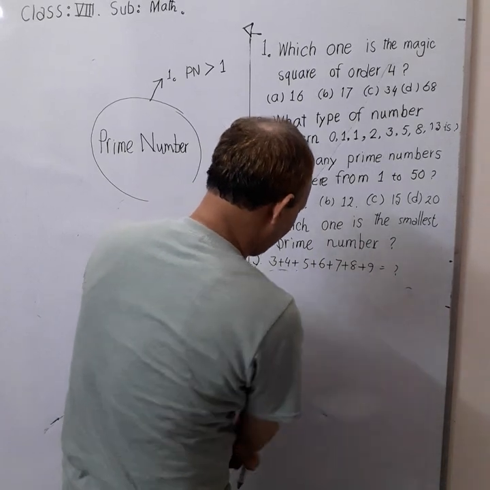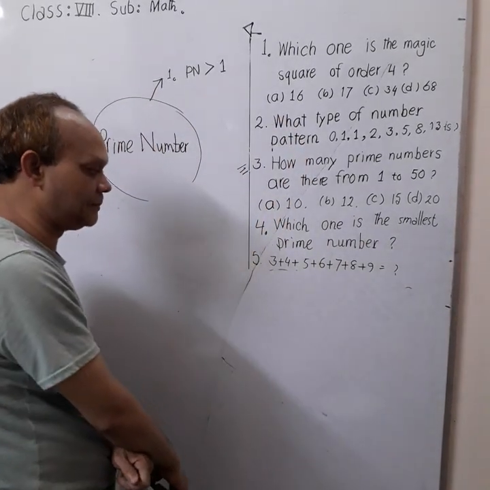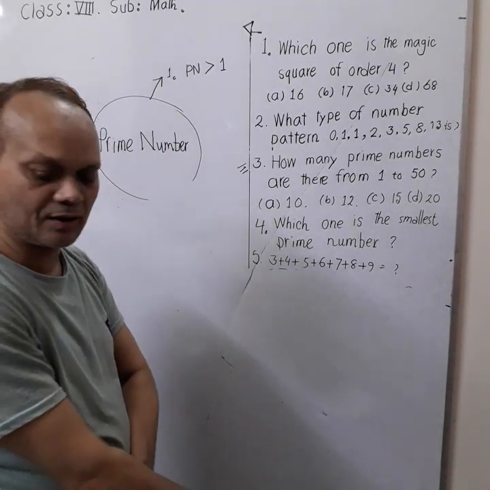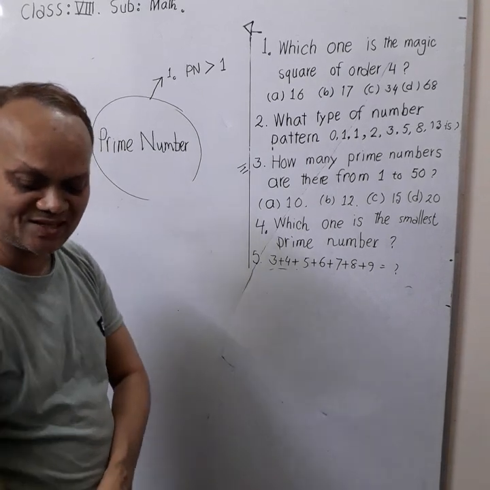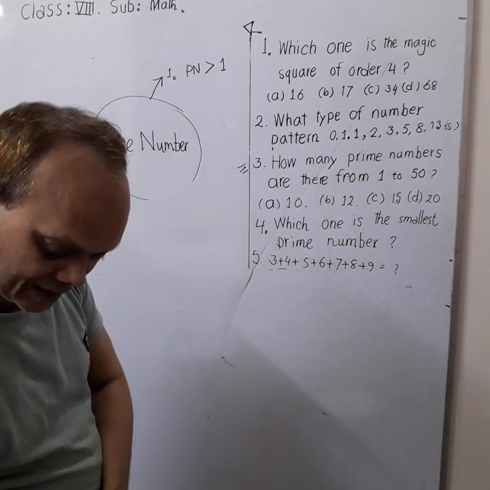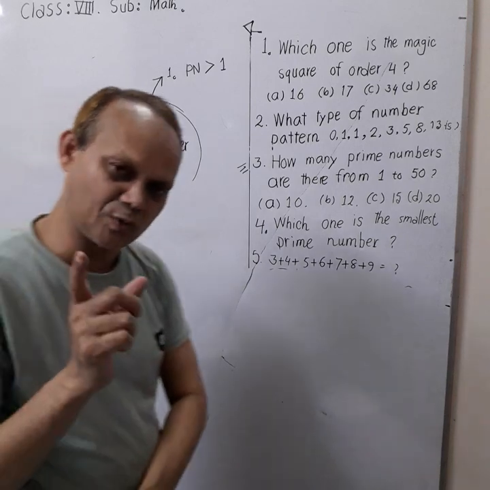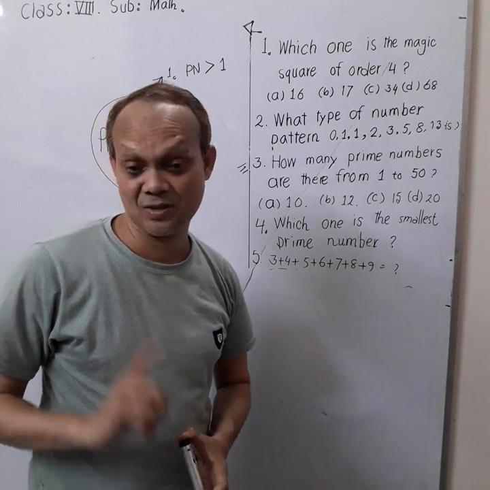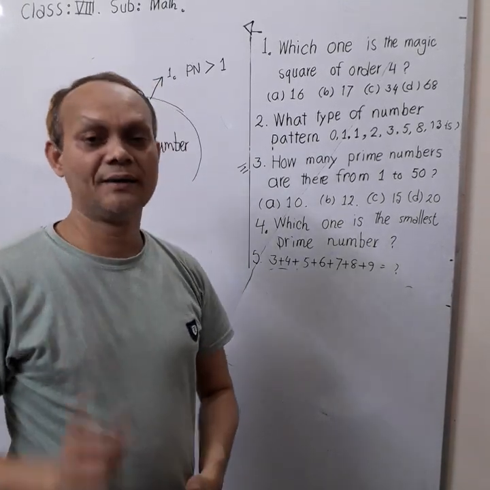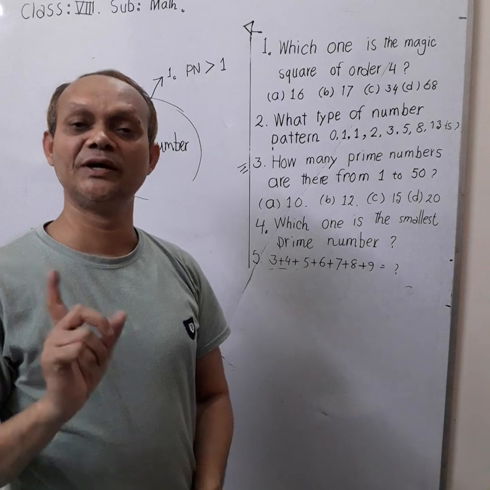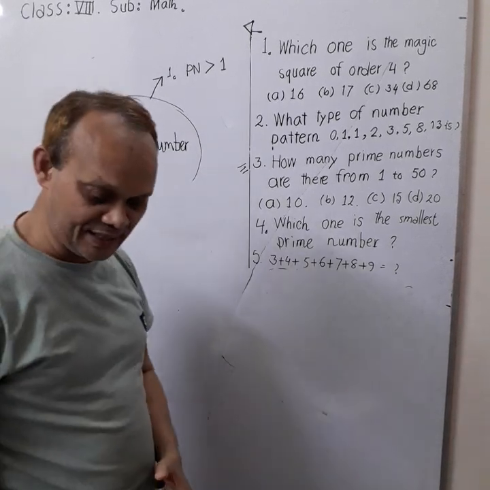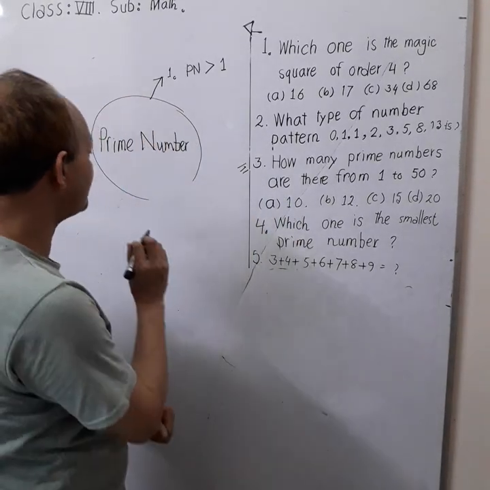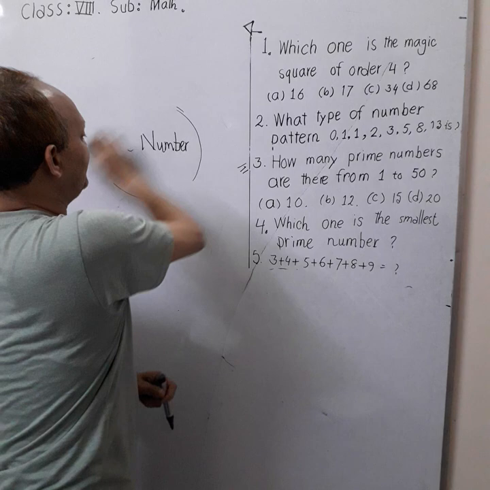Now you see number 5. In number 5, you are given 3 plus 4 plus 5 plus 6 plus 7 plus 8 plus 9 equal to what? In your textbook at page number 4, my dear students, I give you the reference of the textbook once again, because whatever you do, remember, always try to follow your textbook. Now in your textbook at page number 4, you are given one formula for sum. Okay, fine. Let me erase it.